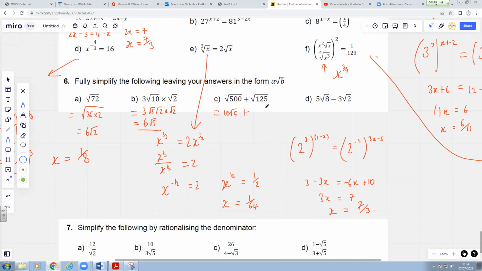Square root of 125, well, that's like 25 times 5, so you can square root 25, giving you 5 root 5. And then 10 root 5 plus 5 root 5 is 15 root 5. Just like 10 cats plus 5 cats is 15 cats. Okay, if we write this as 2 root 2, essentially, you're going to have 5 times 2 root 2, which is 10 root 2, minus 3 root 2, which is 7 root 2. Done.